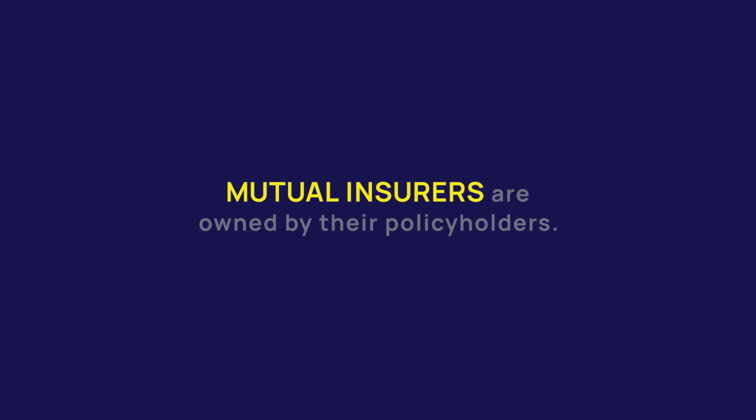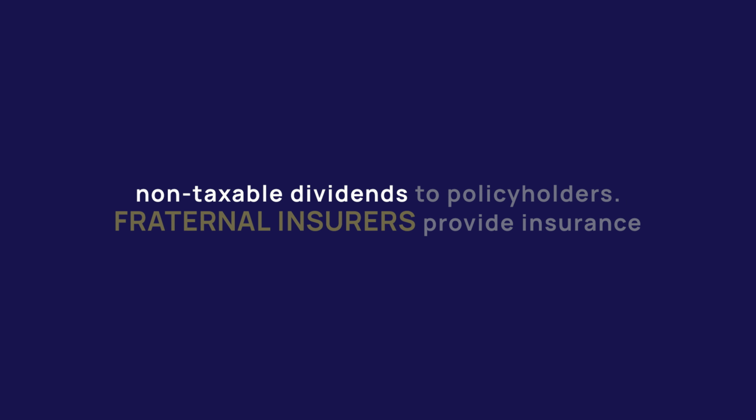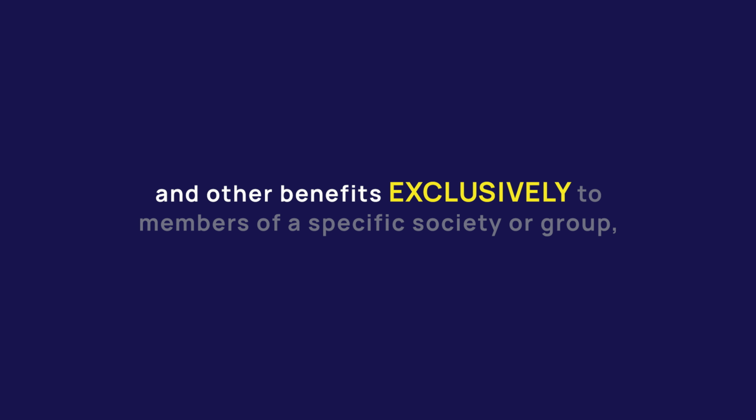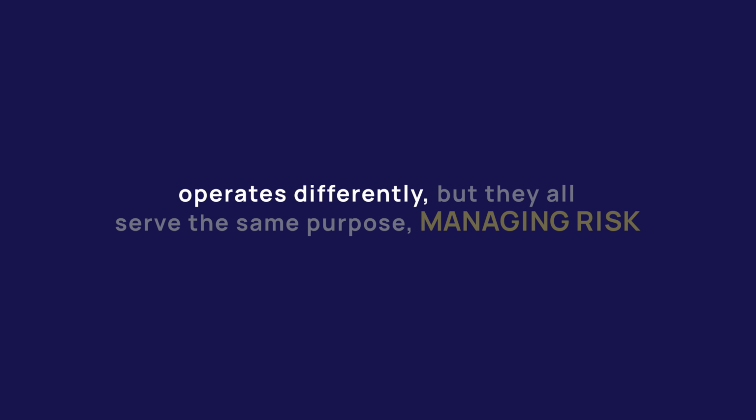Mutual insurers are owned by their policyholders. If the company earns a surplus, it may return some of the excess premiums as non-taxable dividends to policyholders. Fraternal insurers provide insurance and other benefits exclusively to members of a specific society or group, such as religious organizations or fraternal lodges. Each type of insurer operates differently, but they all serve the same purpose: managing risk and providing financial protection.